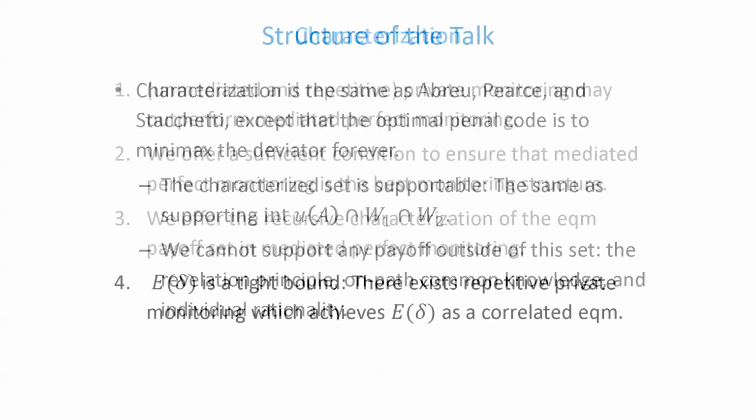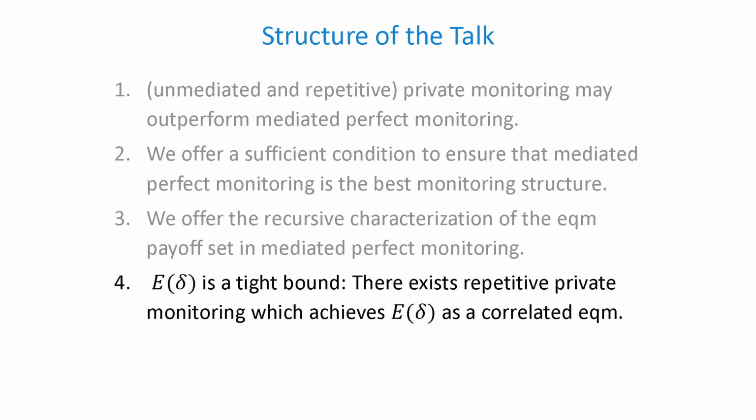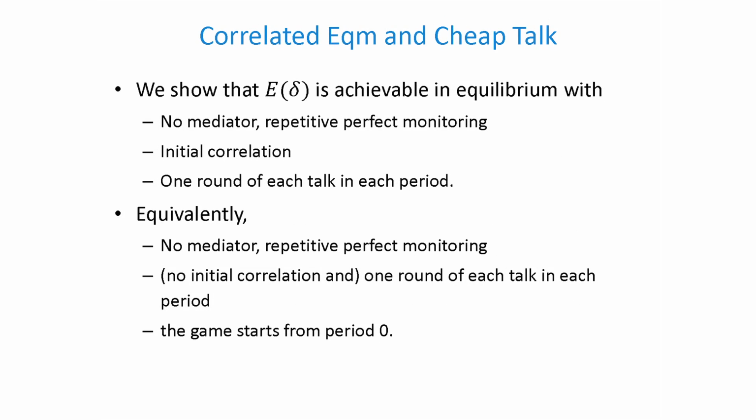And the last one is that this mediated perfect monitoring is a tight bound in the sense that there exists a repeated private monitoring which achieves this set as a correlated equilibrium, and actually we need to allow players to communicate by cheap talk messages after each period as well. And so basically what we can show is that this mediated perfect monitoring equilibrium payoff set is achievable in equilibrium with no mediator, repeated private monitoring, initial correlation, and one round of cheap talk in each period.